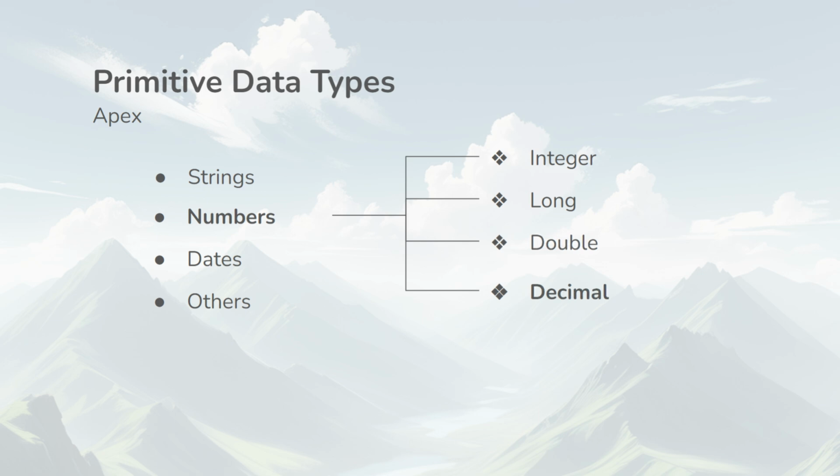Decimal. This is similar to double. However, this is used to store currency values. Apex treats decimal digits after the decimal point more precisely to make sure that the currency values are not rounded up or down to mess up the monetary calculations. Similar to double, decimal can also hold up to 18 digits, including the ones that come after the decimal point.